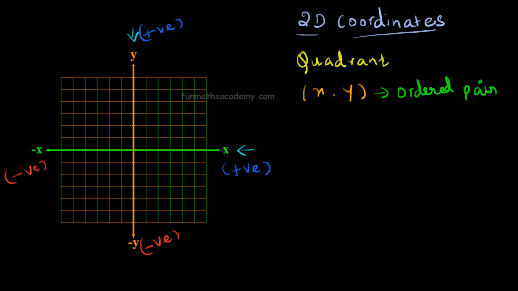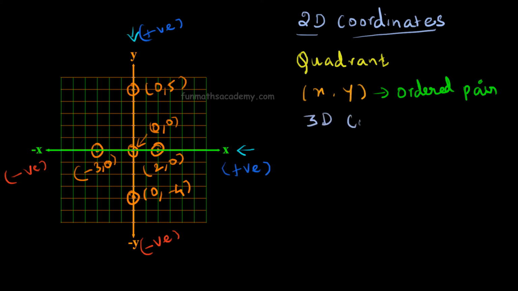Also, if one of the coordinates in the point is 0, then this point will not lie on a quadrant. Instead, it will lie on an axis. That is, the points where the value of x is 0 will lie on the y-axis and the points where y is 0 will lie on the x-axis. You will note that the origin point (0, 0) will lie on both x-axis and y-axis.